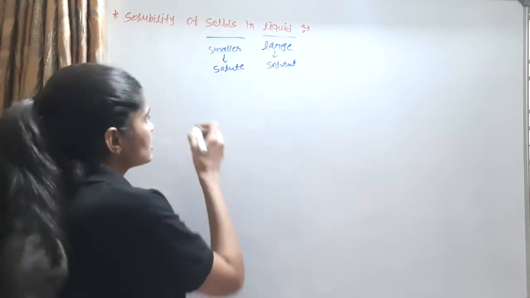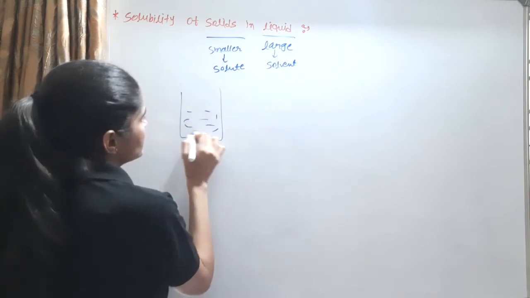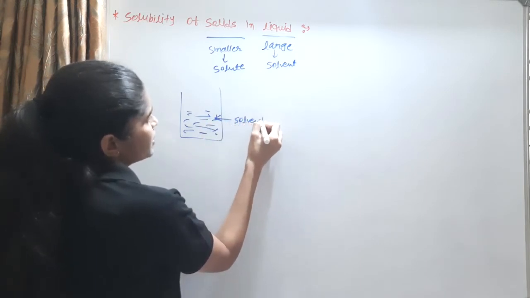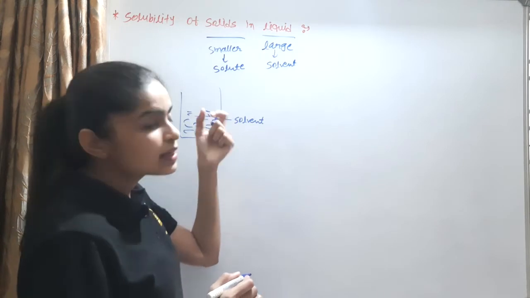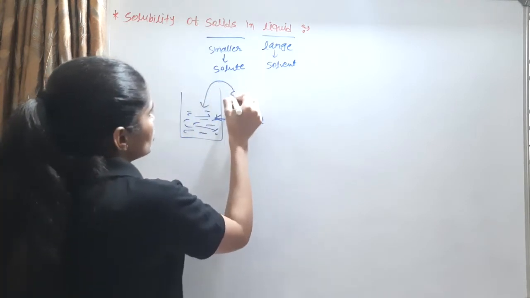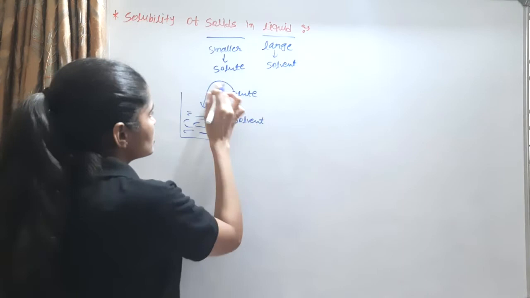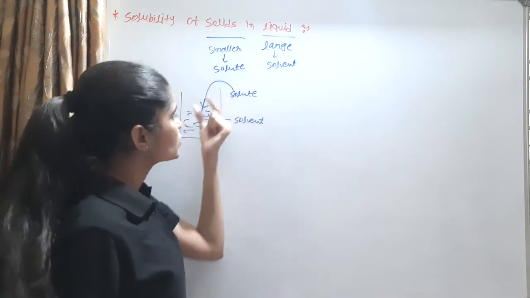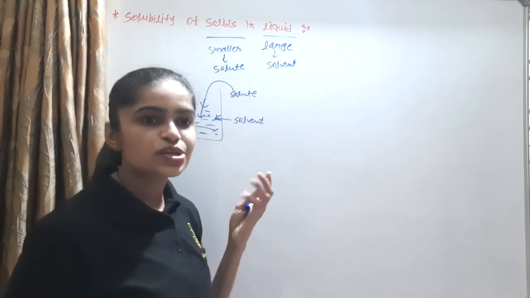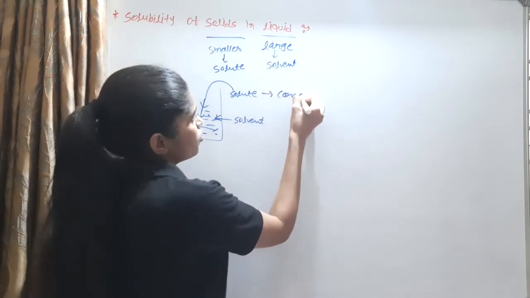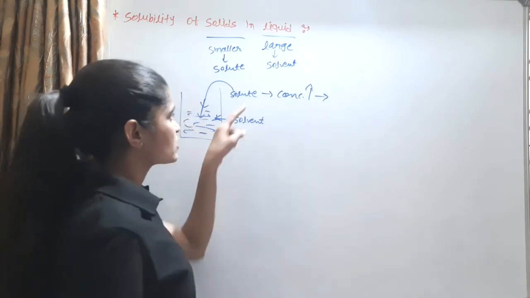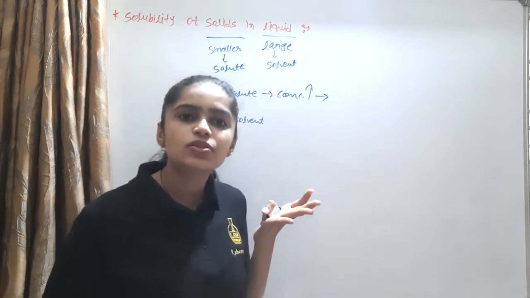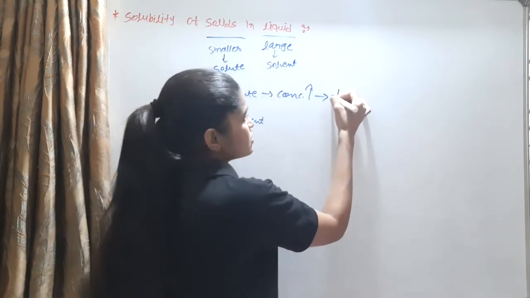For example, consider a beaker. In this beaker, this is the large quantity, so this is the solvent. When we add the smaller quantity, that is the solute, the solute goes into the liquid and dissolves. When the solute dissolves in the solvent, its concentration increases. This process, when solute is added into the solvent, dissolves and increases its concentration, is known as dissolution.